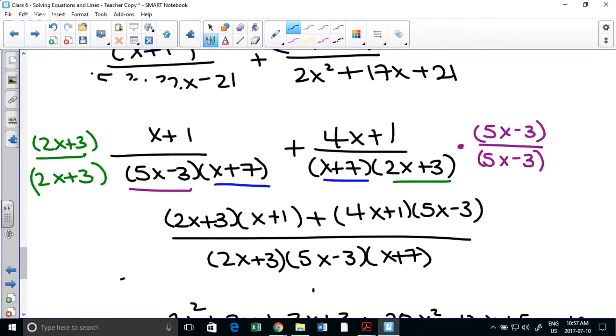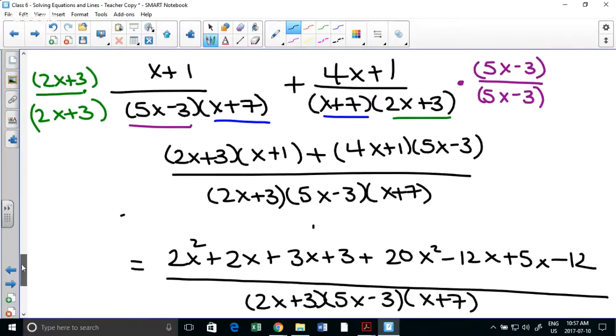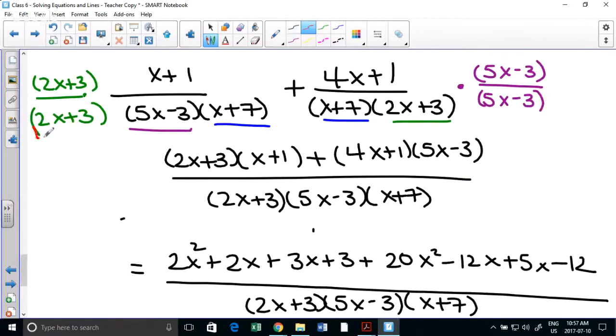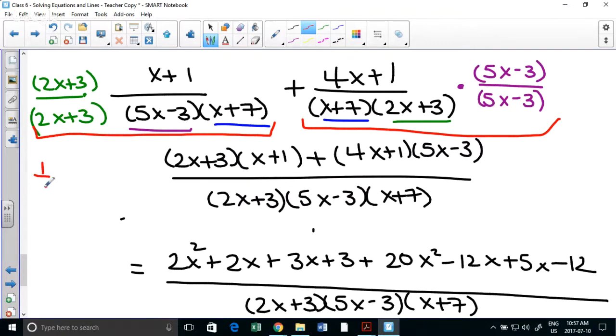On the bottom, there's only one of each of those factors, because what I did is I've created this. If you notice, this is the exact same of this as this. That's my common denominator. So it's just like with fractions. Once you have the common denominator, you add the top, but you just recopy the bottom.